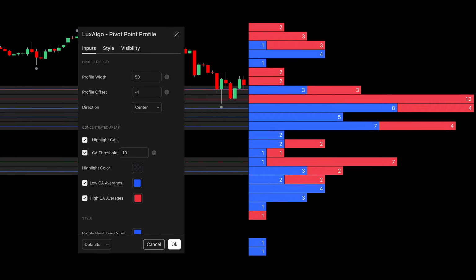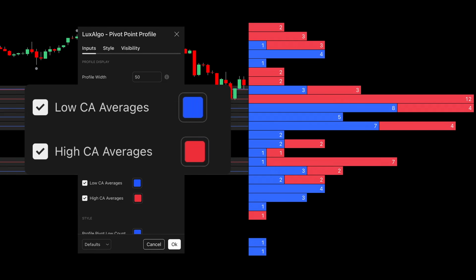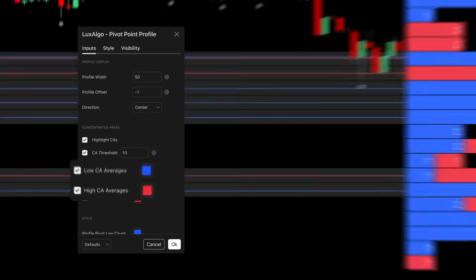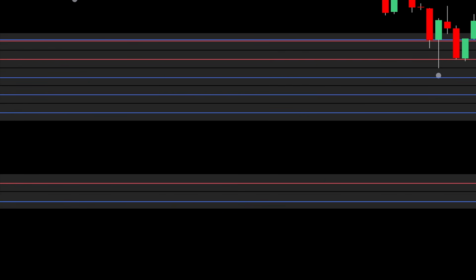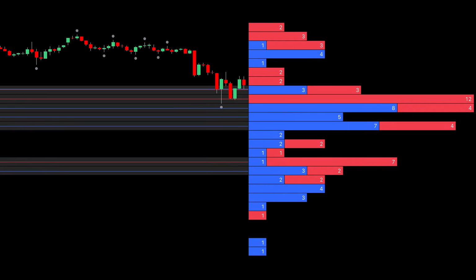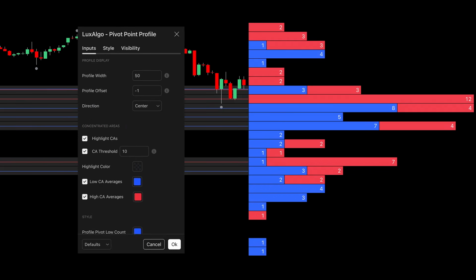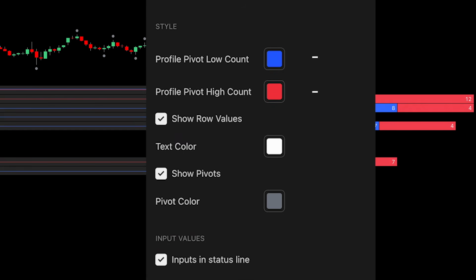For even more precision, you can enable low CA averages and high CA averages. These plot slim horizontal blue and red lines at the mean price of the clustered pivots, giving you ultra-clean levels perfect for alerts, entries, or stops. Finally, under Style, you can tweak the color of support and resistance bars, toggle Show Row Values to display count labels, and enable Show Pivots to keep the swing point dots visible on the chart.